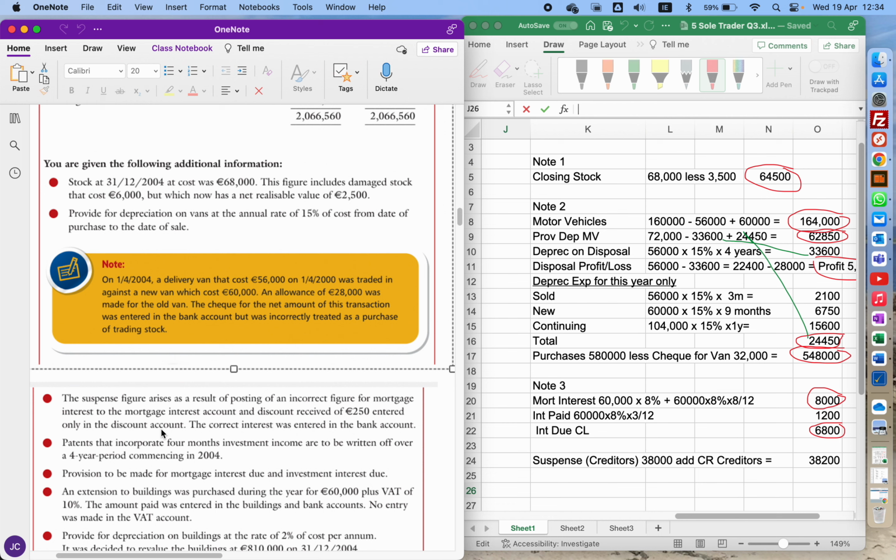Think of your bookkeeping key again, okay? So I put it into the discount account, okay, on the credit as an income. So I need to put a debit somewhere else. Where else do I put discount received? A debit in what account?